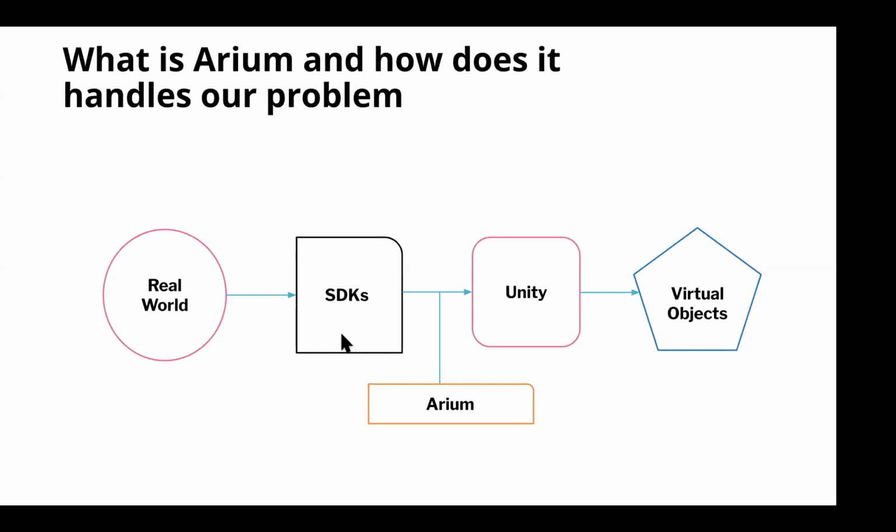So what we can control is Unity and the virtual object, because this is our application code, so we can take control of that. So Arium sits on top of Unity. Our Arium framework will sit on top of Unity.